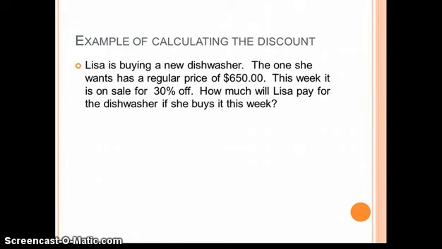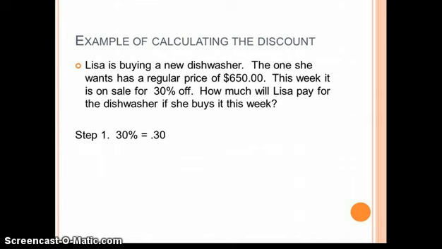The first example is how to calculate the discount. Lisa's buying a new dishwasher. The one she wants has a regular price of $650. This week it's on sale for 30% off. How much will Lisa pay for the dishwasher if she buys it this week? Okay, step 1. You're going to change the percent to a decimal. In order to do this, you're going to divide 30% by 100. And when you do that, it comes out to 0.30.